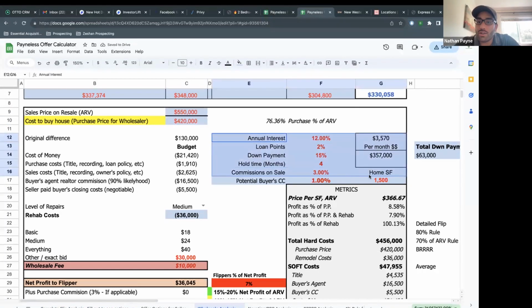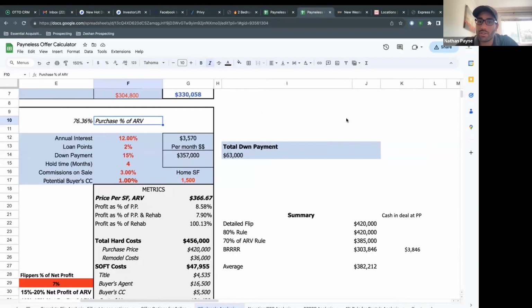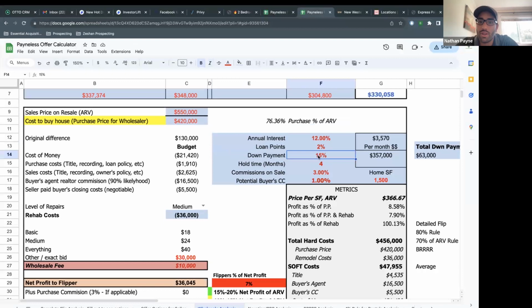The way that I look at deals is you have your holding costs, right? You have your 12% interest for hard money, 2 points, 15% down. So you'd have to bring in a certain 63,000 on this deal. And right now I'm just running the numbers to see if this makes even sense.